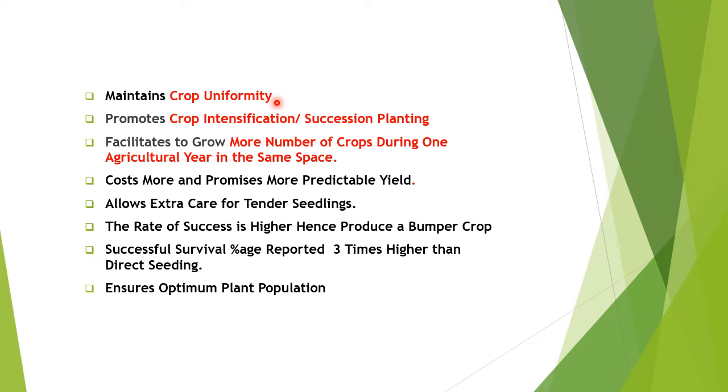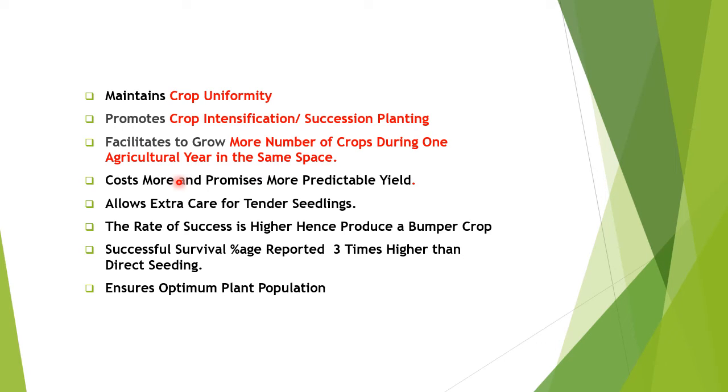It promotes crop intensification, also called succession planting. That means it facilitates growing more crops during one agricultural year in the same space, because it reduces your maturation time. So in one agricultural year you can plant more crops in the same space.